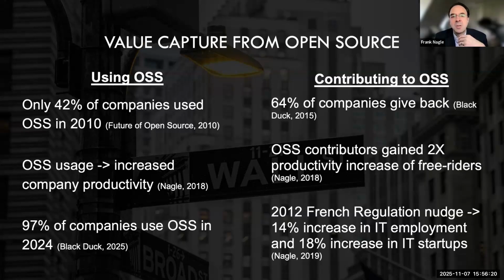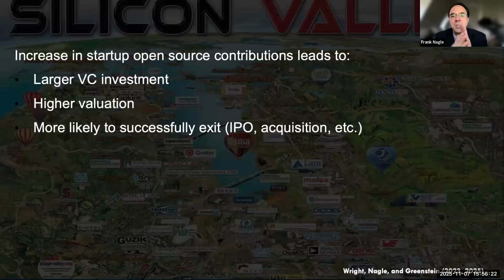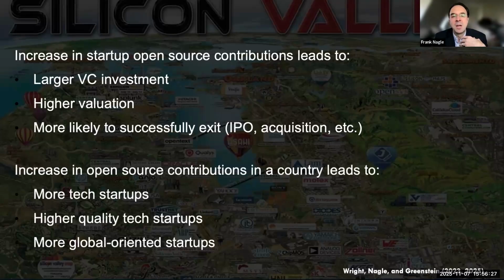So I mentioned startups here, so we can also think about some research of mine, and again others, that has focused on startups. And what we see here is also quite interesting: at the startup level, as we increase contributions, startups that are contributing more to open source often have larger venture capital investments, higher valuations, and they're more likely to have a successful exit, right? So either an IPO or an acquisition or something like that we would consider a good exit. They're not going bankrupt or things like that.